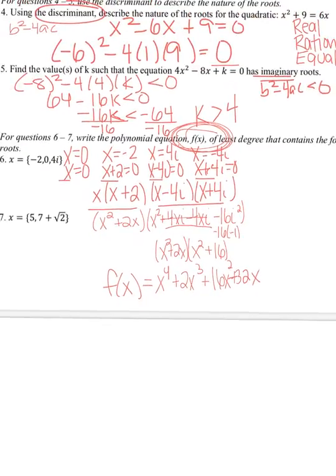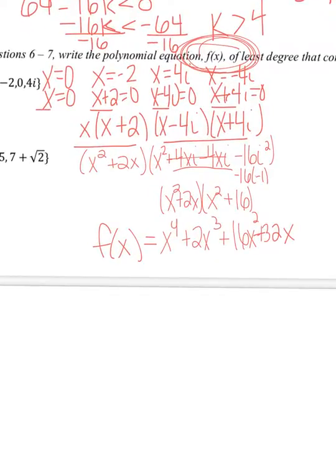For the next one, I'm going to erase this. So pause the video if you still need this, but I'm going to erase this because it took up too much space.